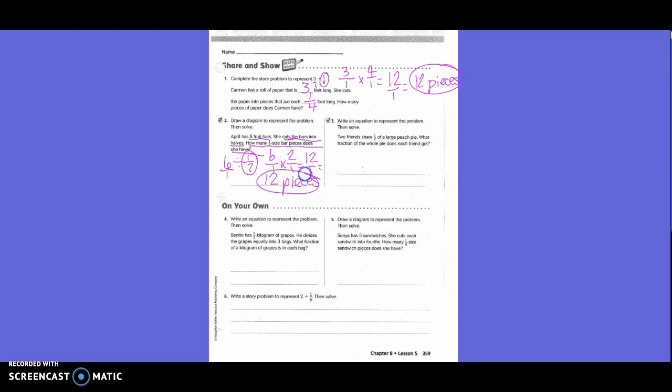12 pieces. Write an equation to represent the problem and then solve. 2 friends share 1/4 of a large peach pie. What fraction of the pie does each friend get? So 2 friends, 1/4 of a large peach pie. What fraction of the whole pie does each person get? So what are they sharing? What amount? Am I using 2 or 1/4?